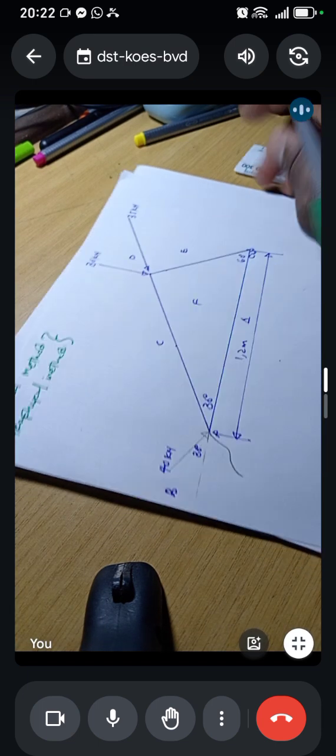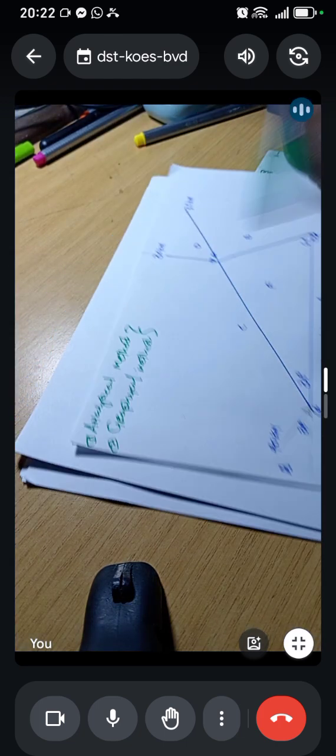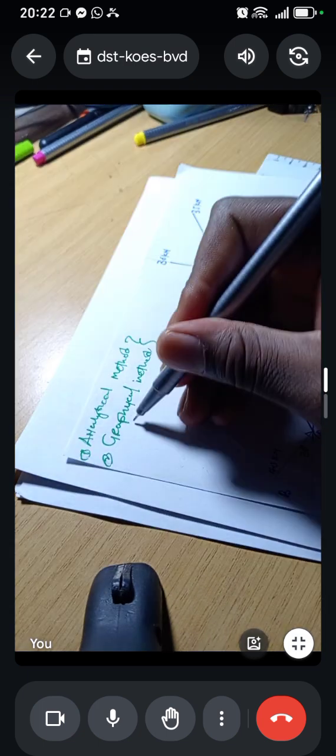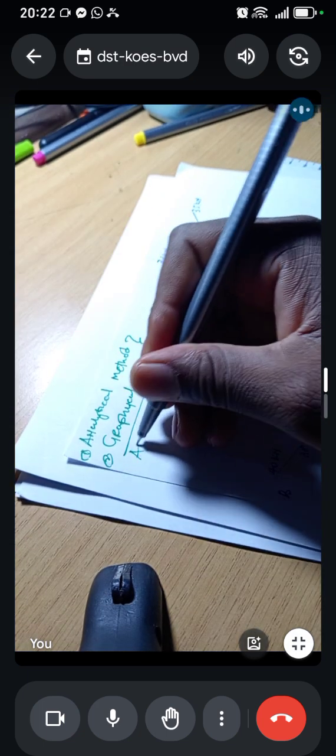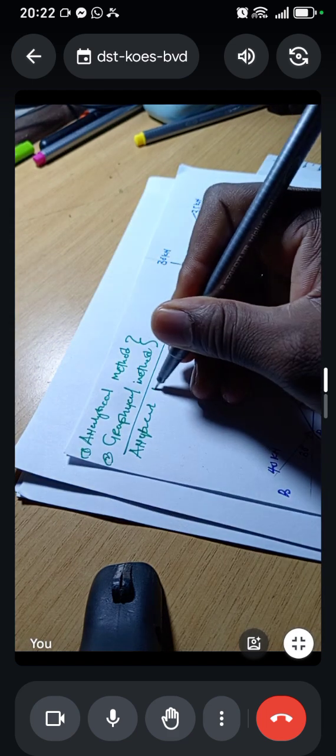This method. Good. So in this part, these are the steps that you must know on the analytical method. On the analytical method, these are the steps that you must know.